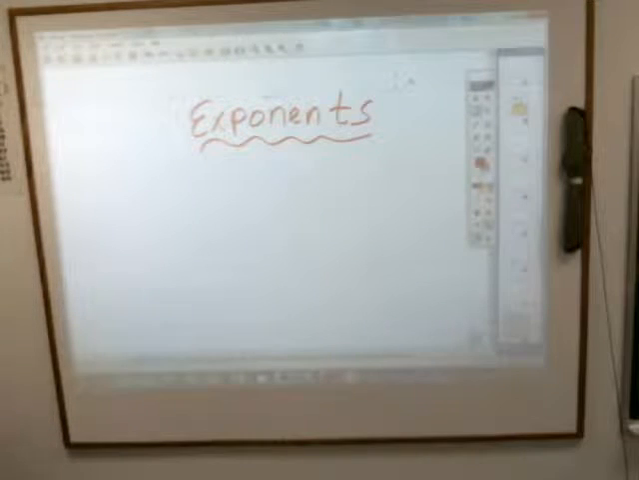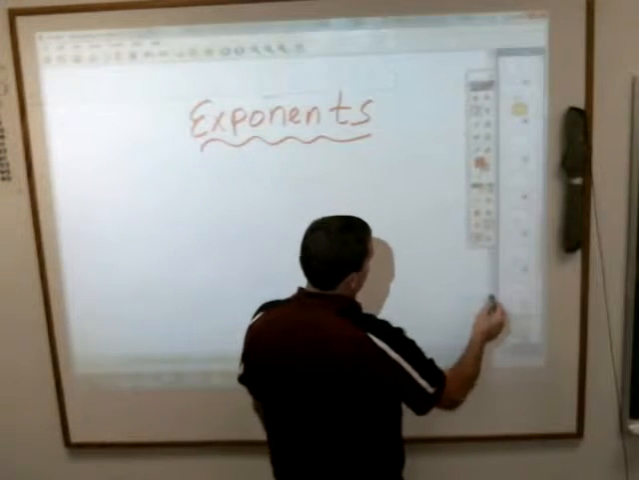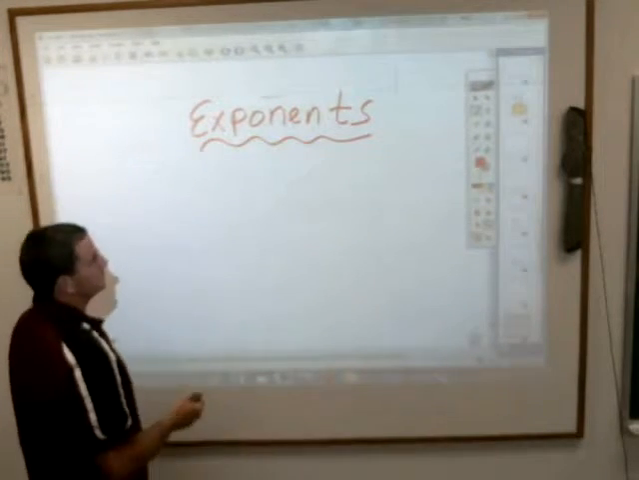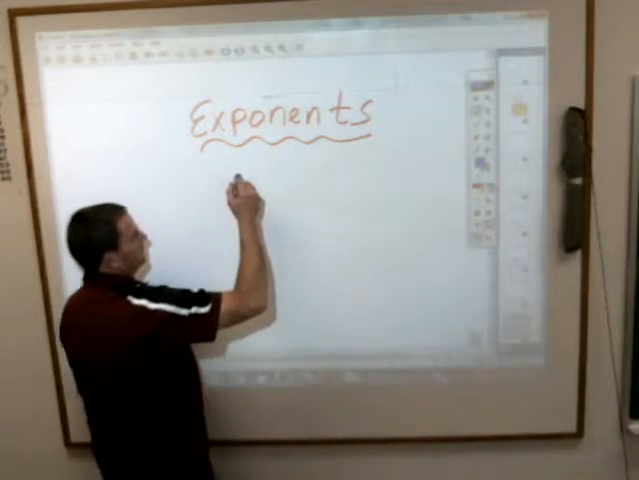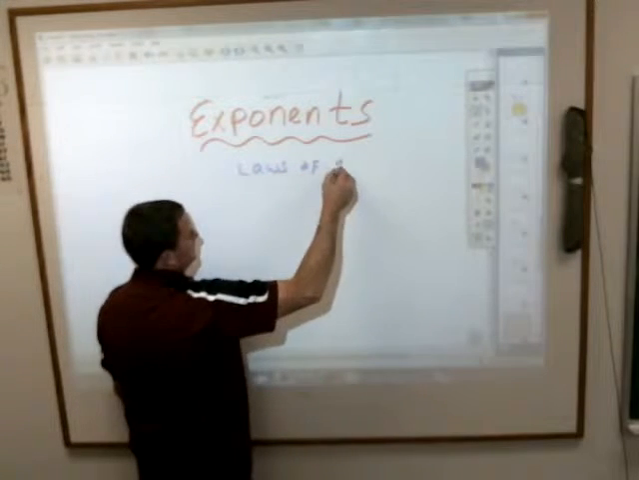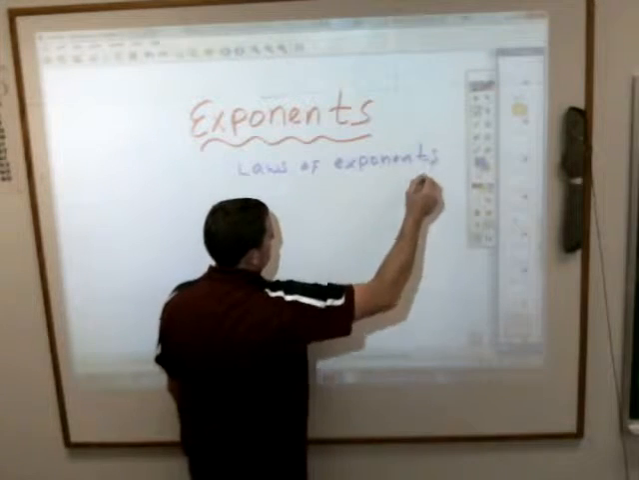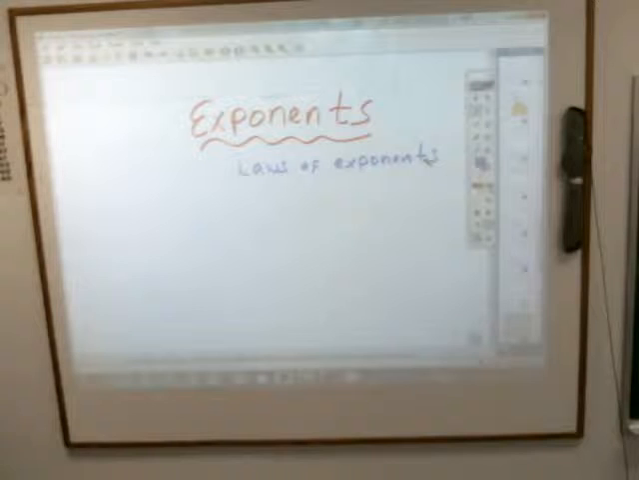Today's stuff is not hard in any stretch of the imagination, but I will tell you, it is confusing. Okay? It is called, with exponents, the laws of exponents. Okay? And what we're looking at are three different cases here.